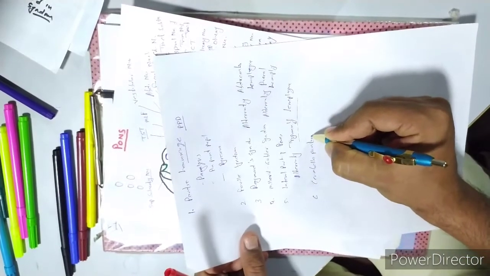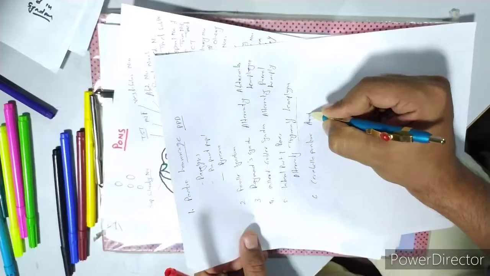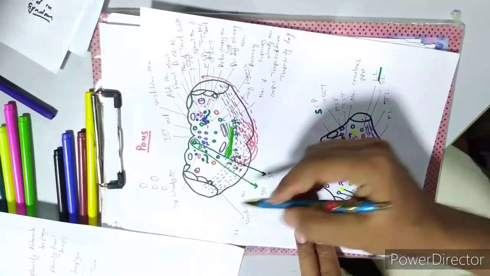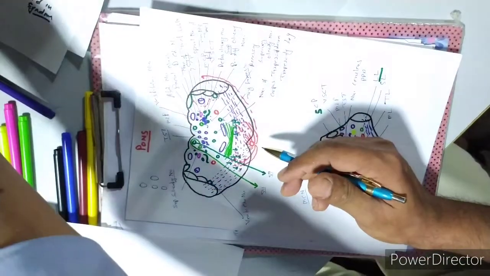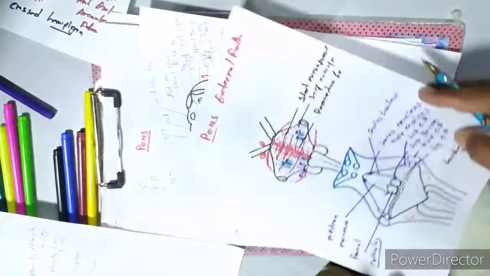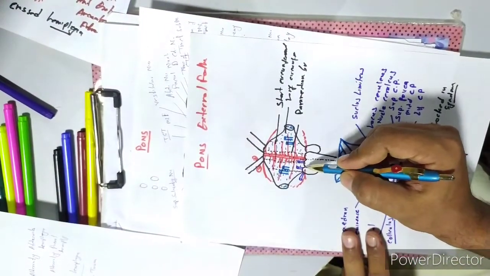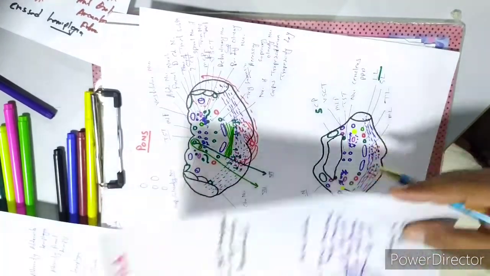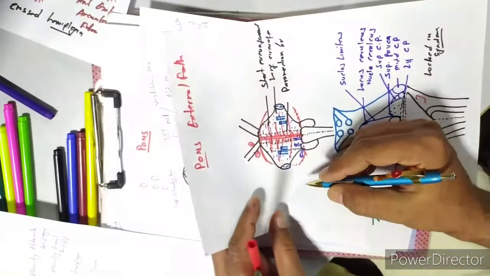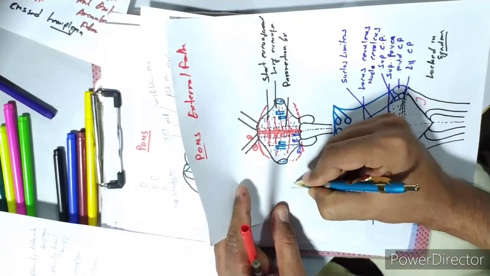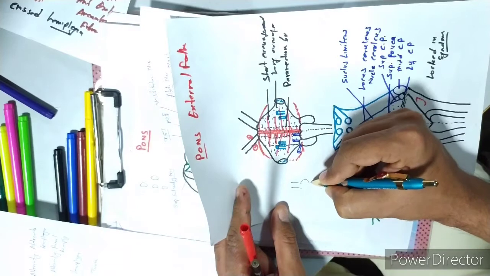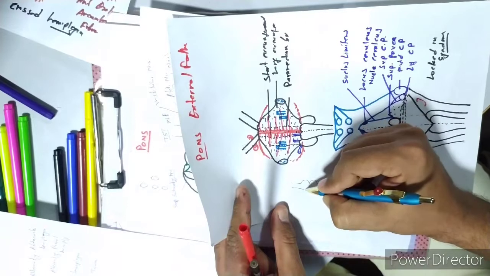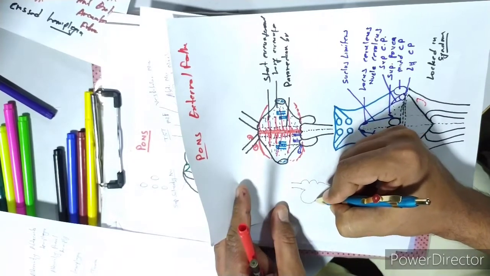cerebellopontine angle tumor. What is a cerebellopontine angle tumor? At the junction, here we have the pons and the medulla, and here it is the cerebellum. If you draw the diagram, this is the midbrain, pons, and the medulla, and behind there is the cerebellum.